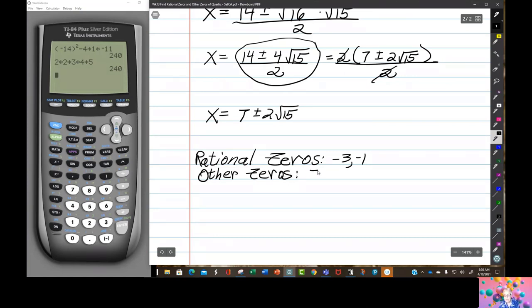The other zeros are (7 minus 2 times the square root of 15) over 2, and (7 plus 2 times the square root of 15) over 2. The 2 is gone. It's like I have that hardwired into my brain. There you go. Those are the zeros of the function, the rational zeros and the other zeros.